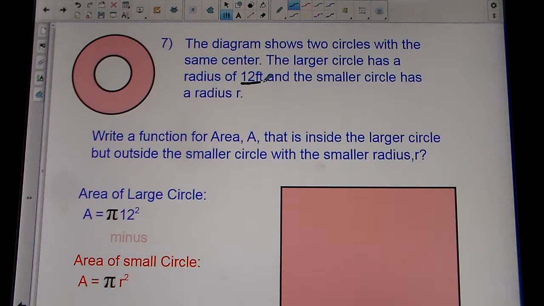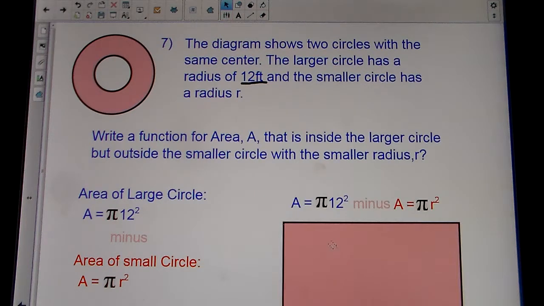I said that 12 feet is the big one, so I'm going to put 12 feet in for the radius of the large circle. And the small circle is just a formula: area equals pi times radius squared. Large minus small. So I put it in that little format going left to right: large minus small.